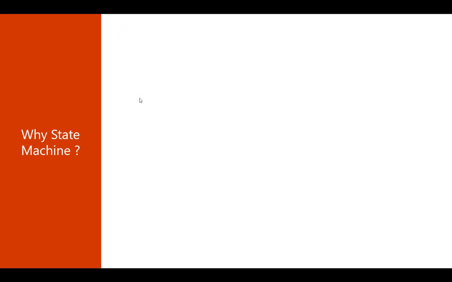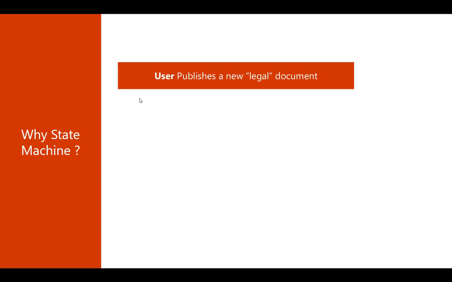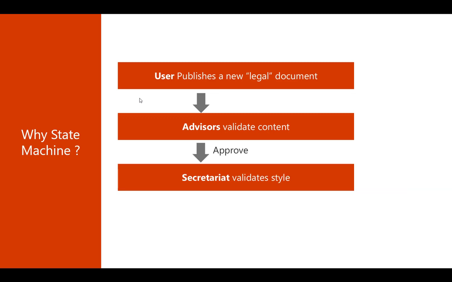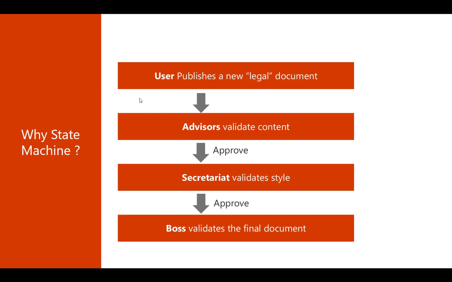So why do we need a state machine? What is a state machine? Let me take an example. We have a user that publishes an important document, a legal document in an intranet. When the document is published, then we have a group of people called advisors who will validate the content. If the content is validated, then a group of users called secretariat will validate the style. And then we have the big boss that can validate the final document.